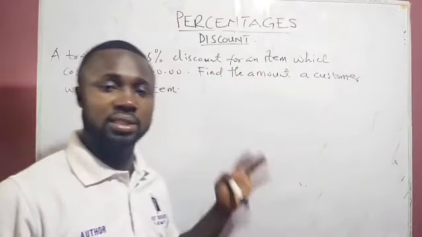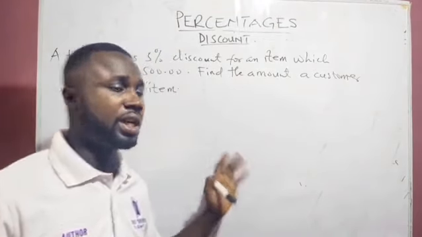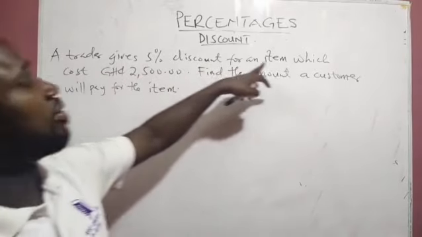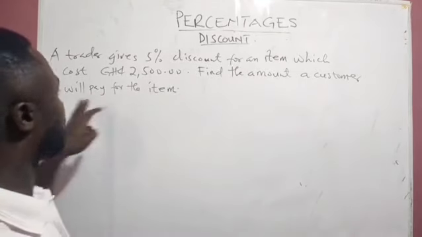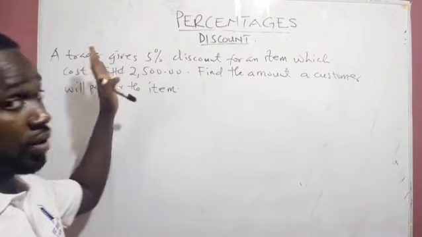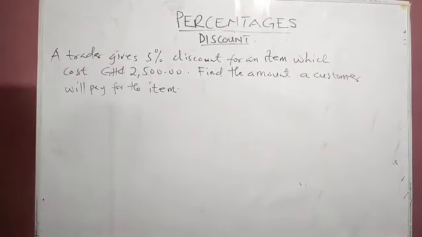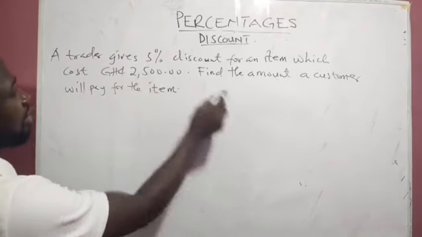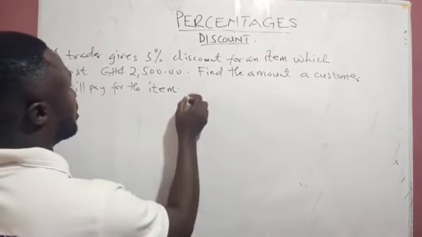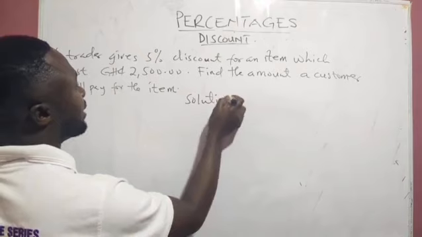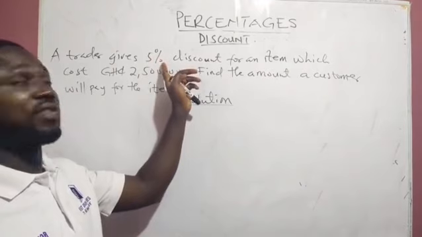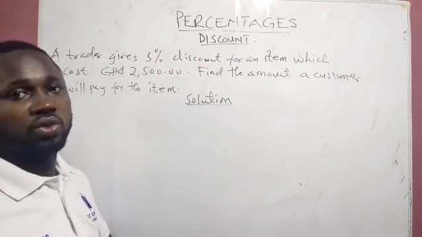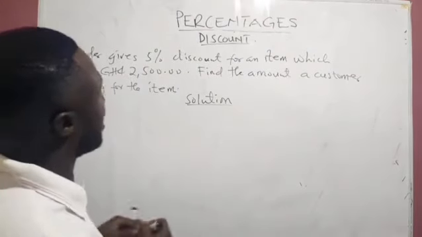Okay, so let's look at this particular question here. A trader gives 5% discount for an item which costs 2,500. Find the amount a customer will pay for the item. So looking at this question, a trader is selling an item which is 2,500 and he has given a discount. Now, if you are able to buy, you will not pay all. You are reducing my price by 5%. Then how much is one going to pay after buying this particular item?